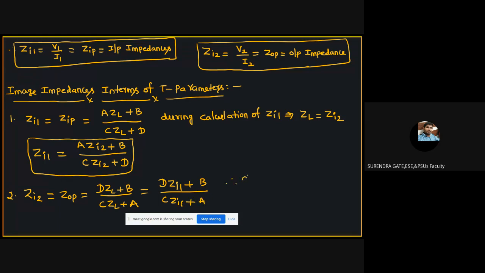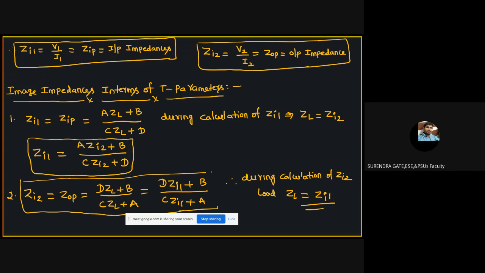That is, during calculation of ZI2, load ZL is ZI1. It is terminated by ZI1. That's why I'm replacing ZL equal to ZI1. Okay, this is the ZI2 in terms of the which one, students? Image ABCD parameters. This is the calculation of image impedances.